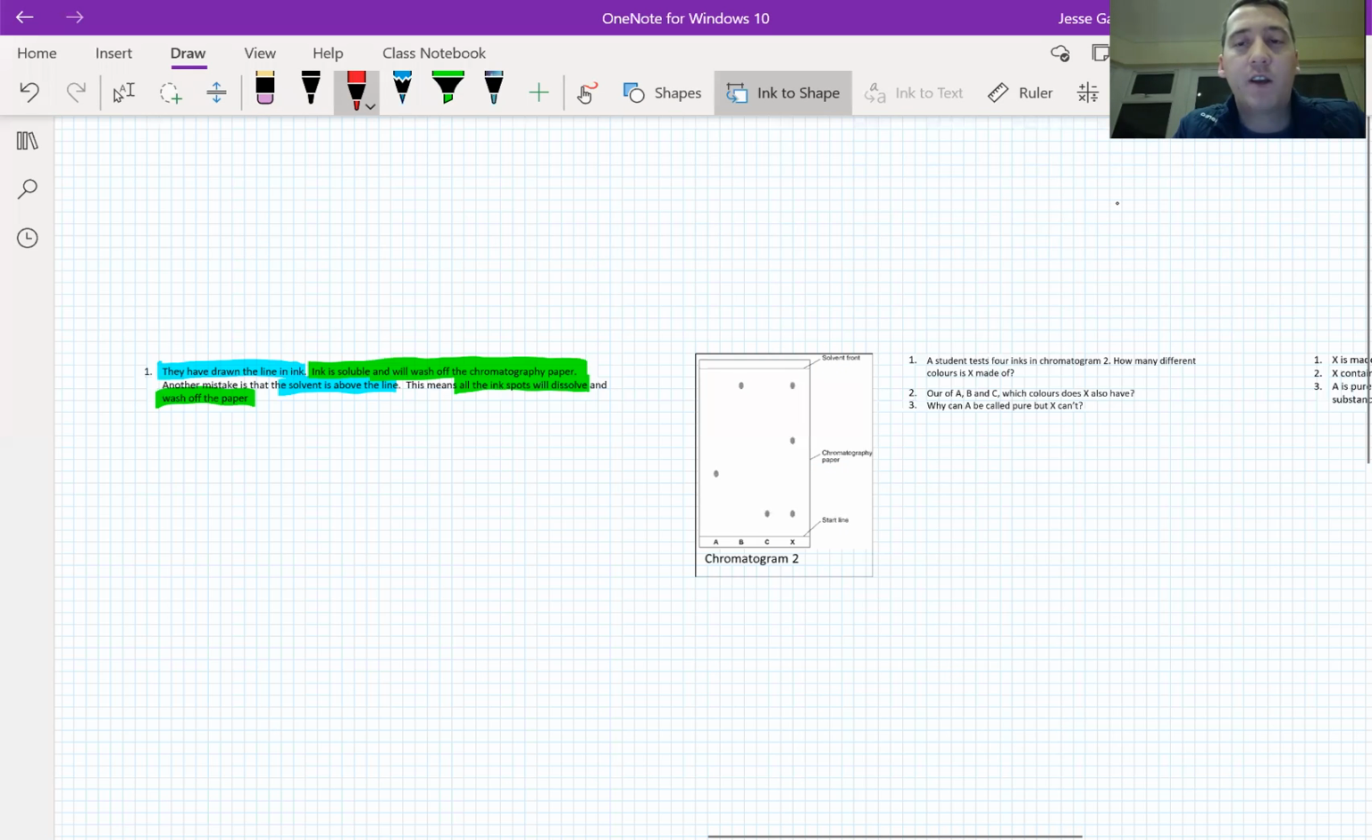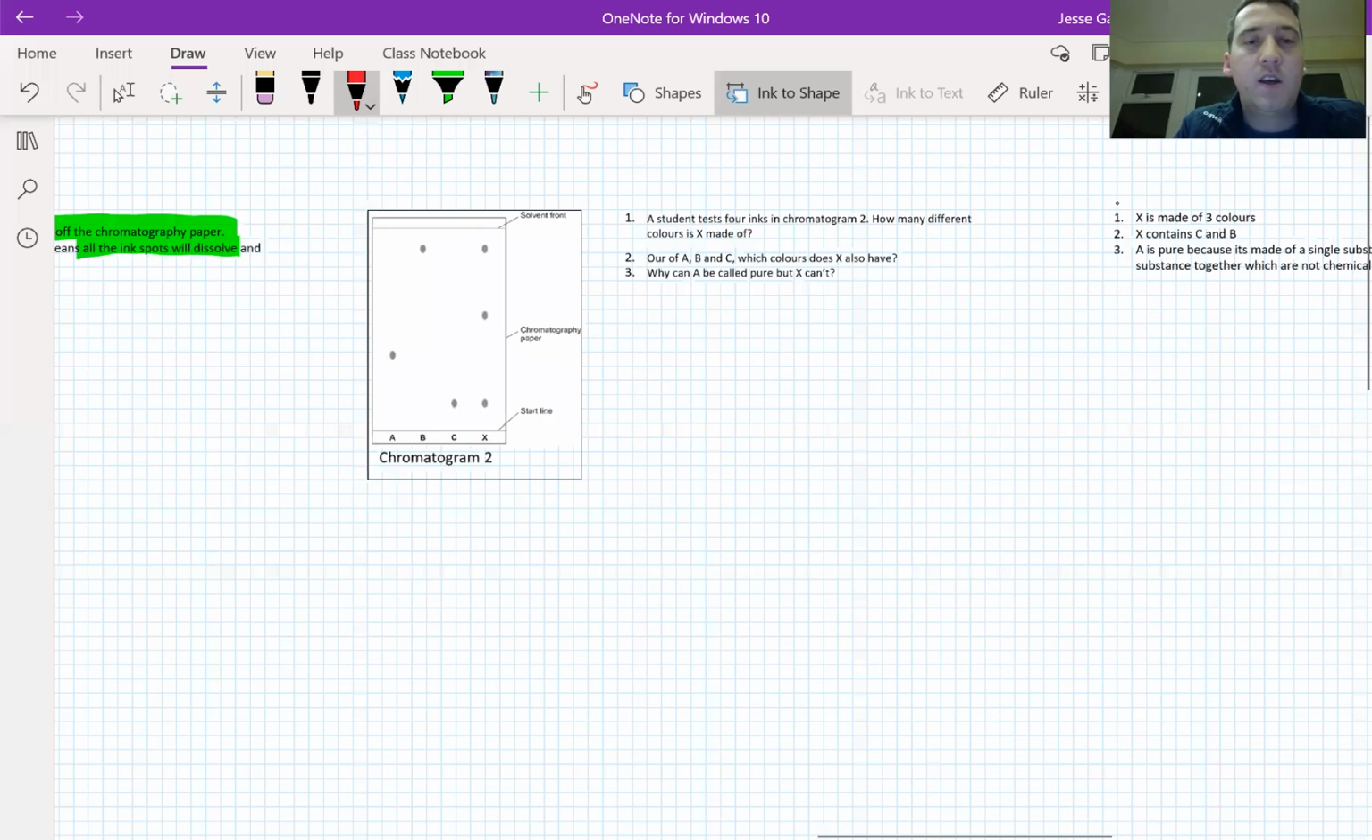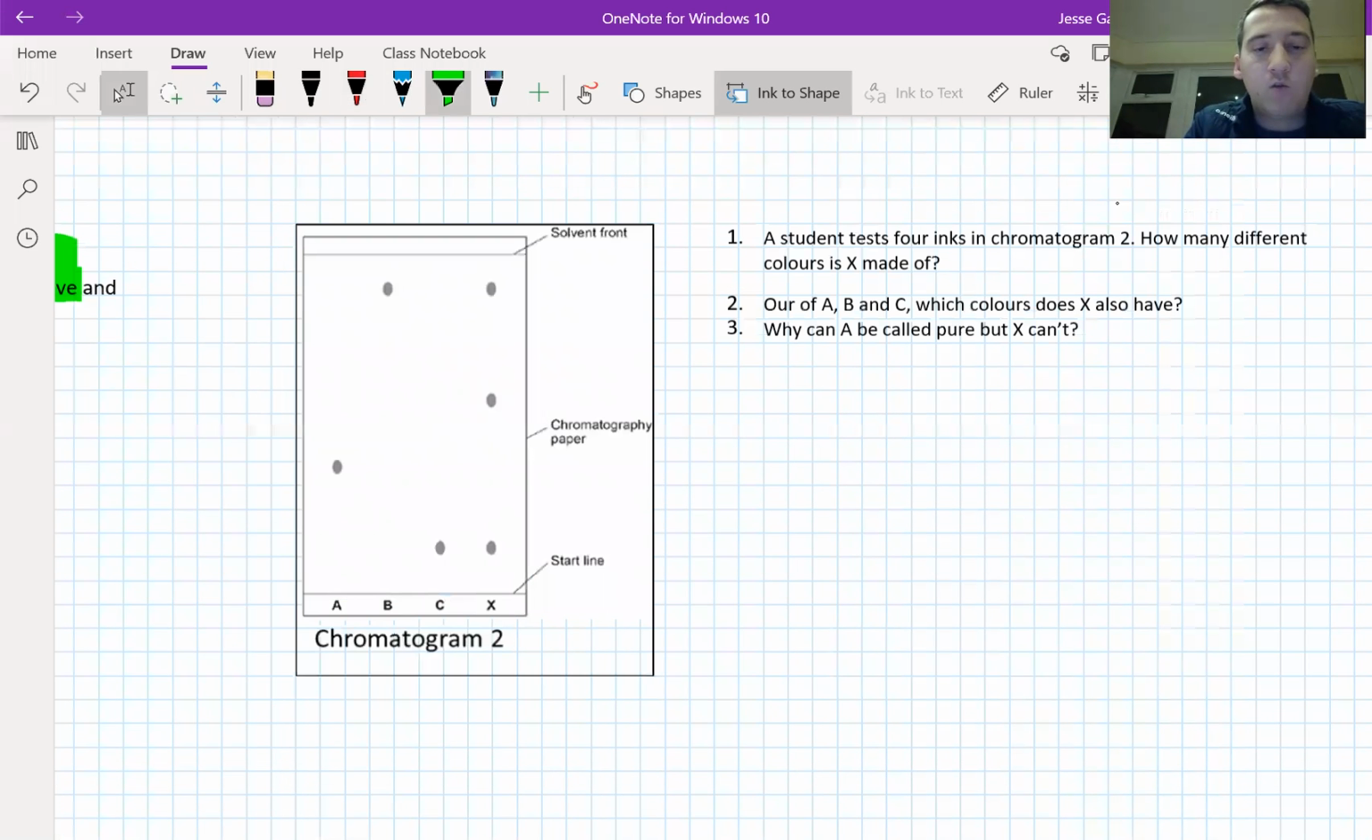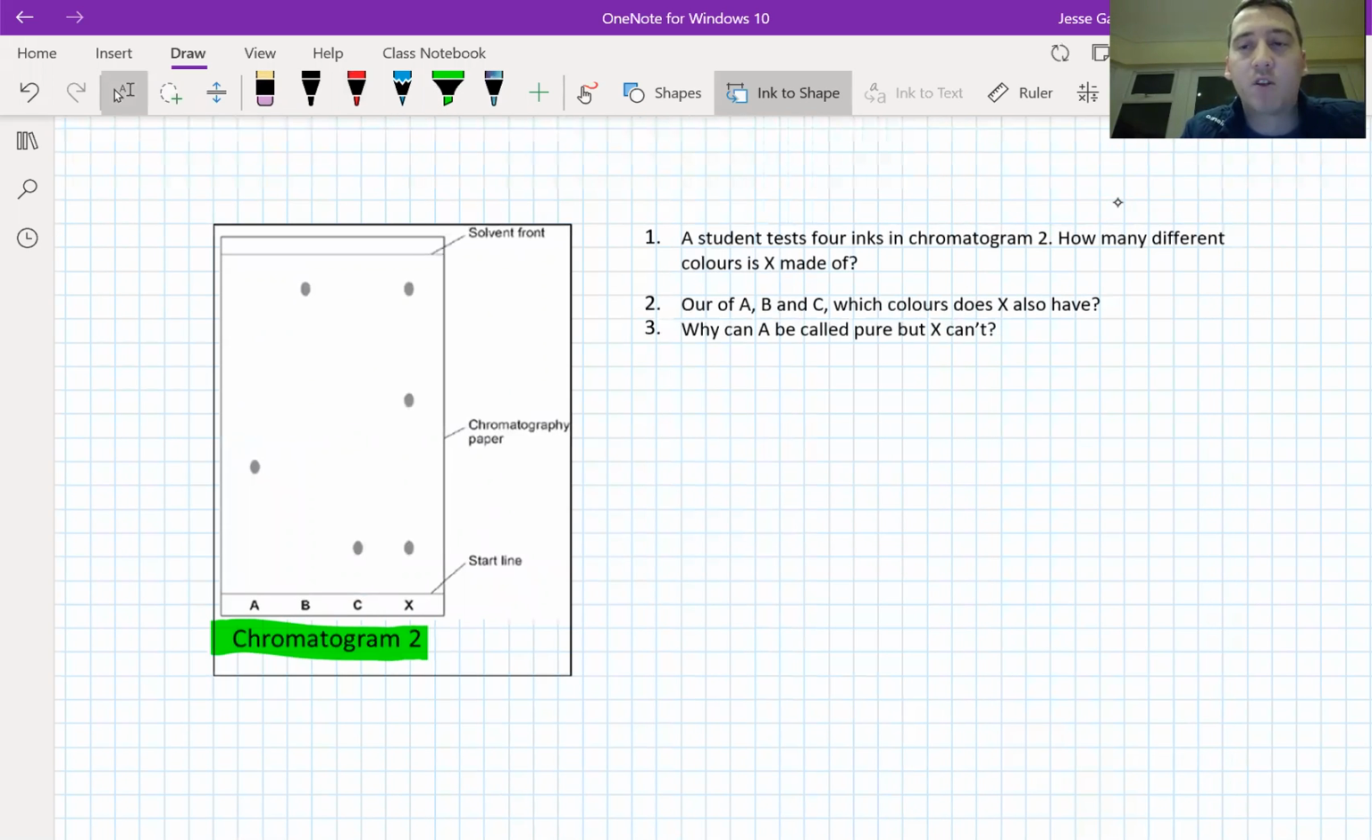Right, another question for you now. Another couple of questions. I've got Chromatogram 2. Here it is. So a student tests 4 inks in Chromatogram 2. How many is the question? How many different colors is X made of? So what I want you to do is pause the video and write down how many different colors X is made of.